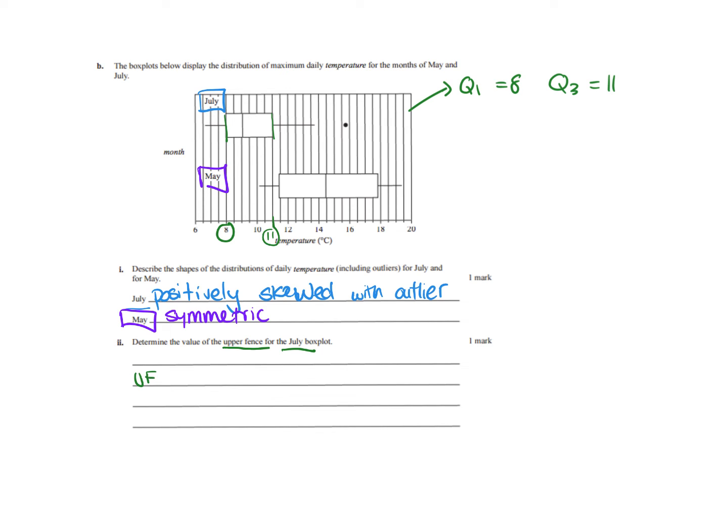I can go upper fence, I'm just abbreviating that, UF. Upper fence equals Q3 plus 1.5 times Q3 minus Q1. So that would be 11 plus 1.5 times 11 minus 8. And the upper fence ends up being 15.5. So on here, if you went to 15.5, somewhere along there, anything above that would have been an outlier. That's why that last dot is an outlier, because it's above that.